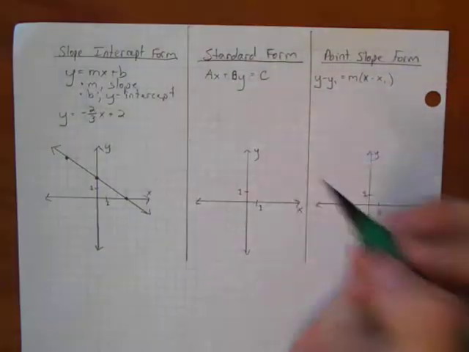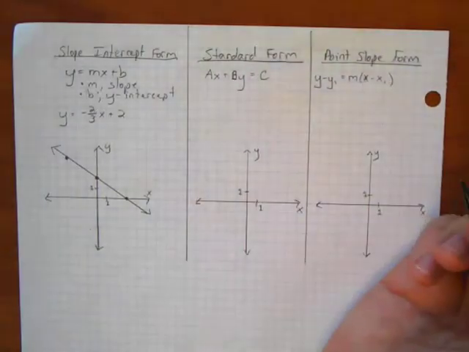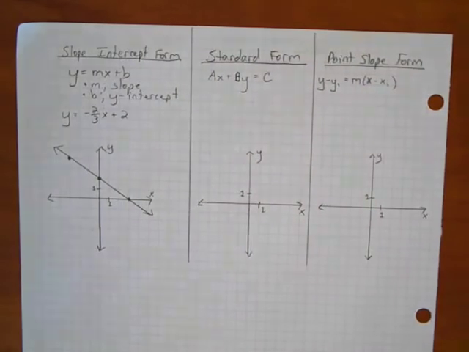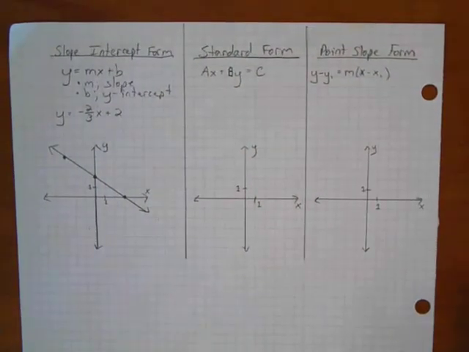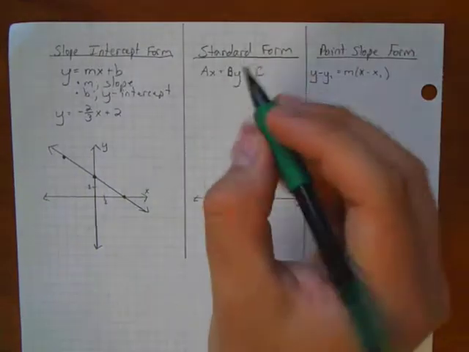Standard form I don't find is nice because A, B, and C don't really tell you a whole lot about the graph. Alright, and so we've got to do some manipulation and some work to figure out what are some important properties of this line.